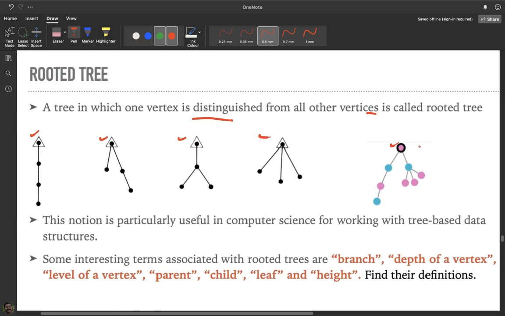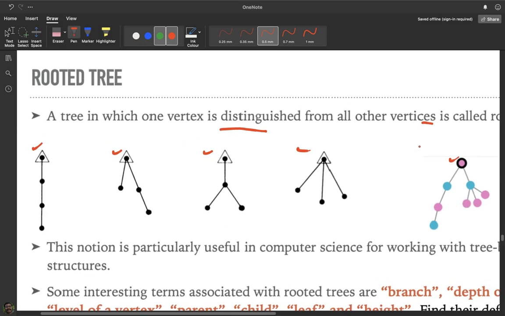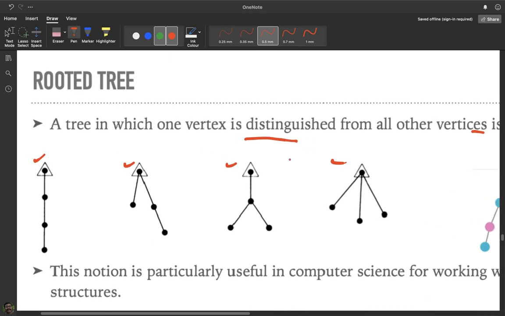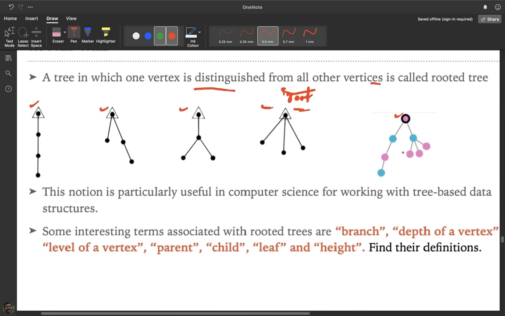When you model real life problems, they may be distribution centers, or where the company's headquarters may be lying, or some very important person in the hierarchy. So when you model real life situations, you use rooted trees to model situations in which a particular person or area or office is important. To show that, we use rooted trees, and this important vertex is always called a root. It is the most important vertex there. Such trees are called rooted trees, and this is very useful in computer science for working with tree based data structures. We'll see about it later.